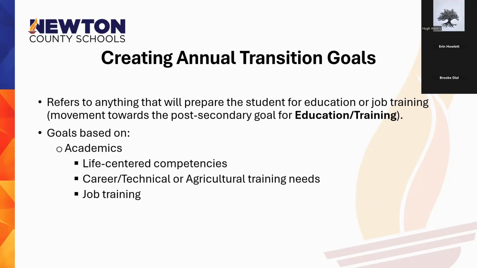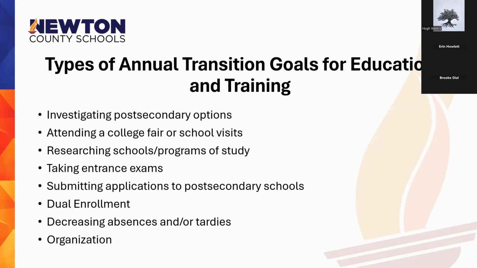Now, the next one we were talking about before. Once we determine what the child wants to do, then we need to talk about how we're going to get them trained, right? So we look at the life-centered competencies or training needs, or job training in particular. And these are the types of things we can look at: investigating the post-secondary options, attending college fairs or school visits, researching programs of study, taking entrance exams, submitting applications. Dual enrollment is also a possibility.